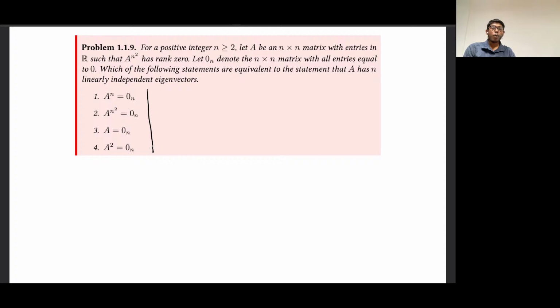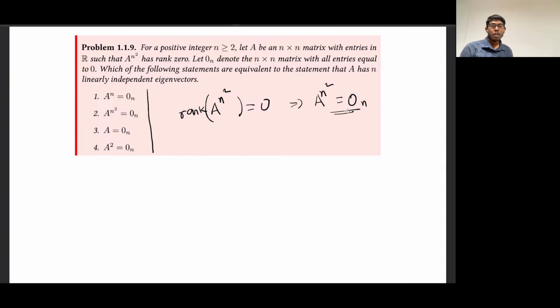So for a positive integer n, let A be an n cross n matrix with entries in R such that A to the power n square has rank 0. Okay, so rank of this is 0. But rank 0 means what? When can the matrix have rank 0? It means that the matrix itself has to be 0, because then only 0 rank is possible. So it means that A to the power n square is 0.